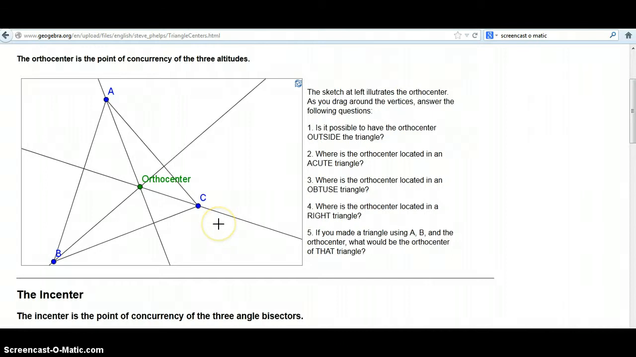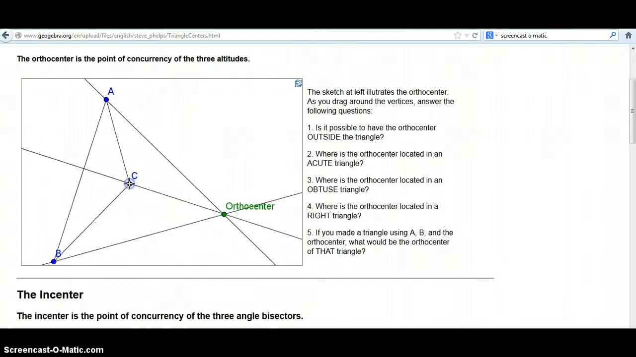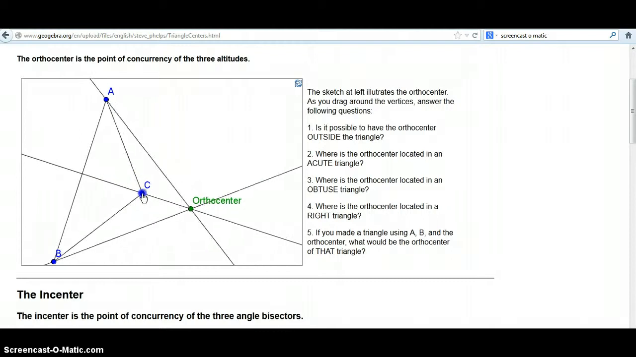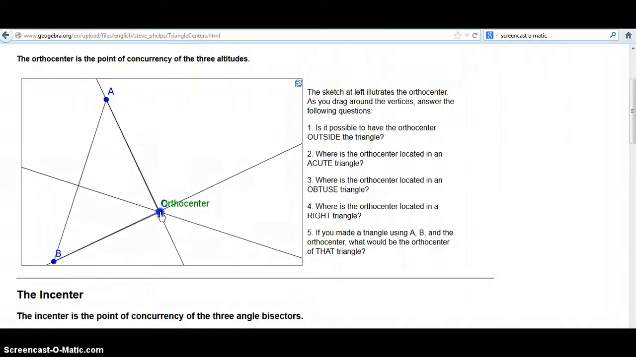In an acute triangle, the orthocenter is located inside of the triangle. Where is the orthocenter located in an obtuse triangle? Well, that's what we just had. In an obtuse triangle, the orthocenter is located outside of the triangle. And for number 4, where is the orthocenter located in a right triangle? I believe that looks like a right angle right there. And notice the orthocenter is sitting right on top of the vertex. So the orthocenter is located on top of the vertex in a right triangle.